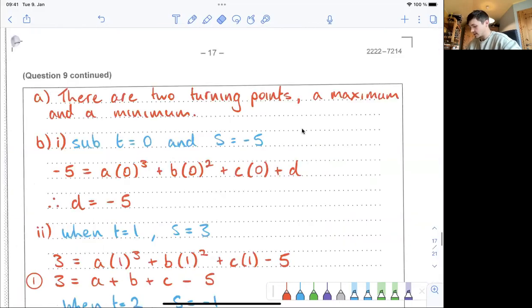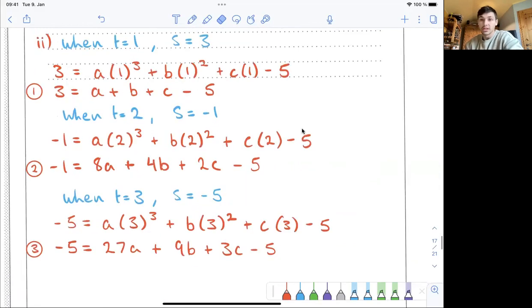Now, the best way to do this is to use your GDC, your graphics display calculator, to solve these simultaneous equations. If you are unsure of how to do that in your particular calculator, give it a Google. Just Google the model of your GDC, followed by systems of linear equations or how to solve simultaneous equations with 3 variables, and there should be a YouTube tutorial or a little manual that will run you through how to do it with your specific model.